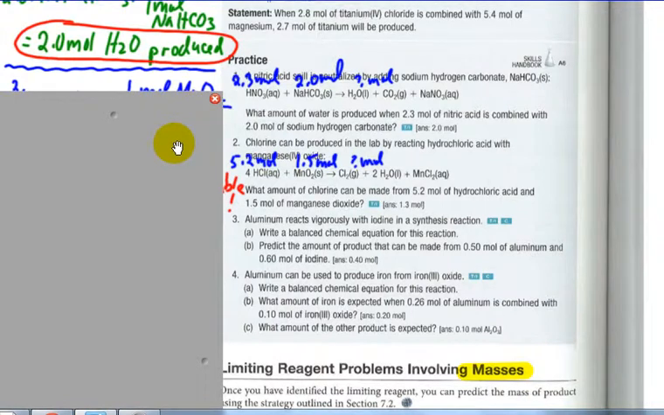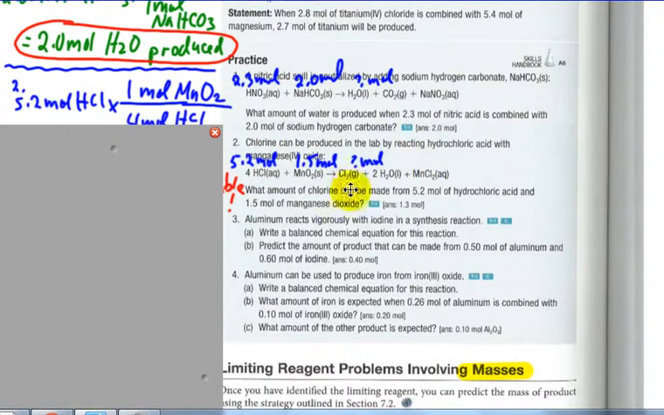Number 2 here, chlorine can be produced in the lab by reacting hydrochloric acid with manganese 4 oxide. So if we take a look here, it says what amount of chlorine can be made if I have 5.2 moles of hydrochloric acid and 1.5 moles of manganese dioxide. So I just set that up over top of each. I could start with this one and figure out how much of this I need, or start with this, figure out how much of this I need. It doesn't matter. What did I choose? I chose hydrochloric acid. Doesn't matter.